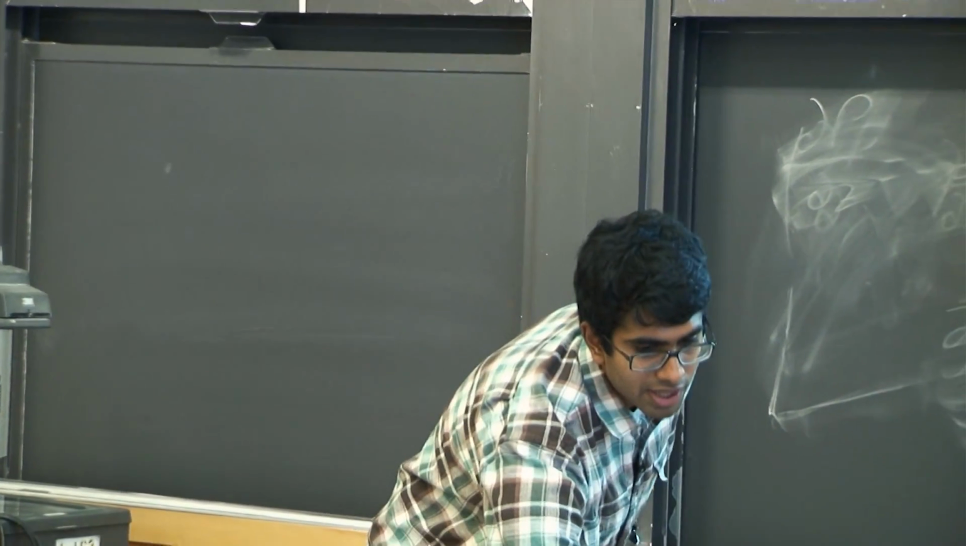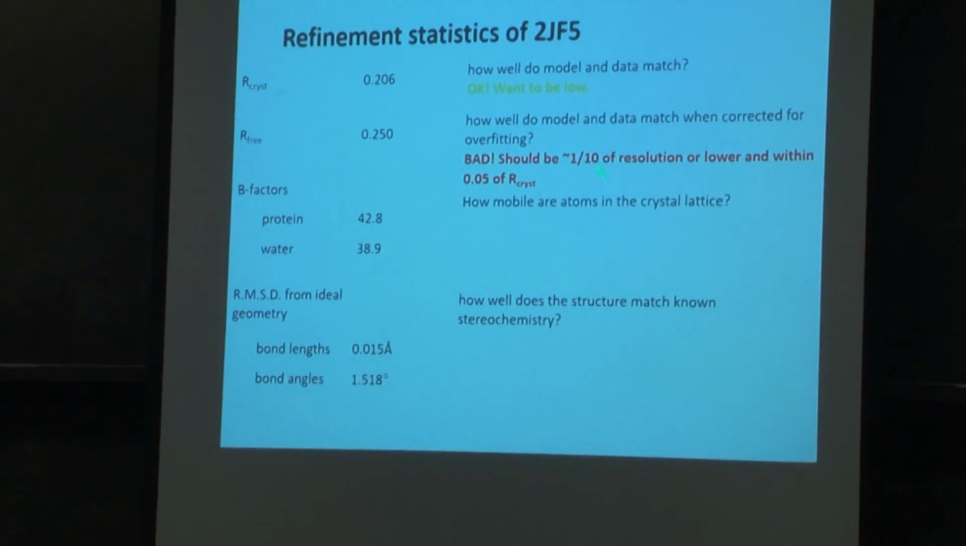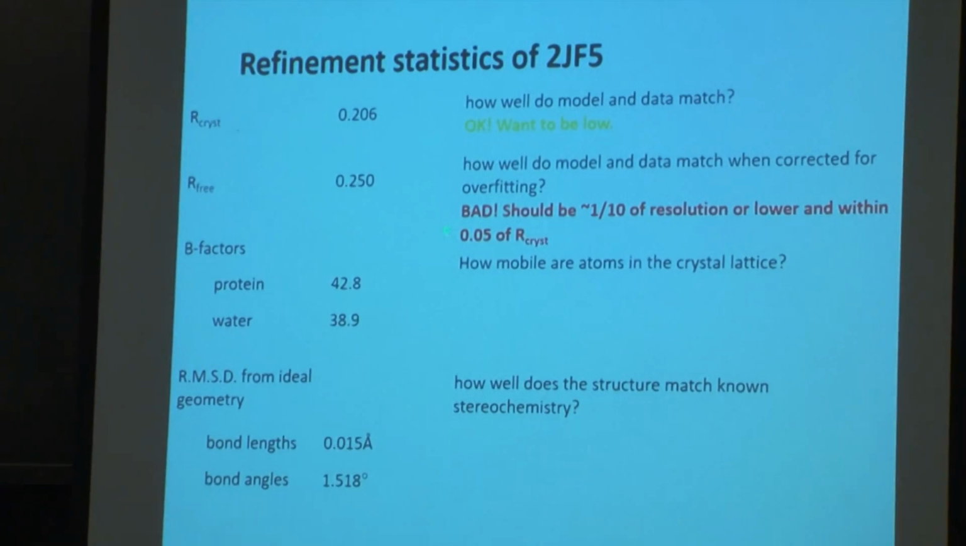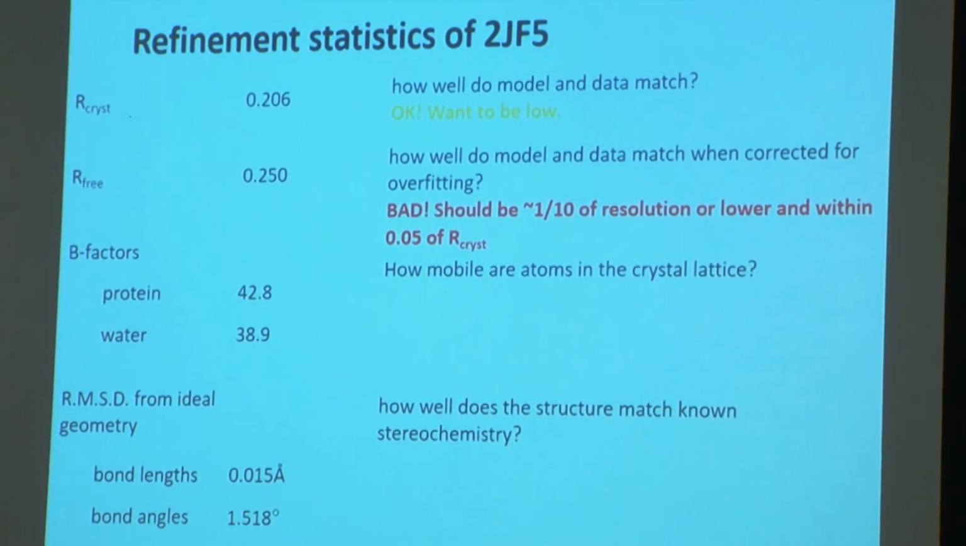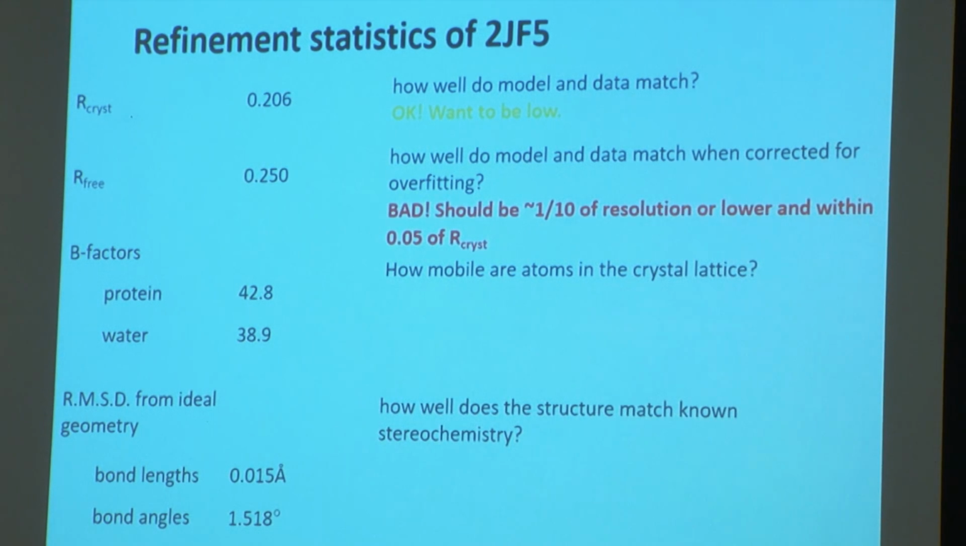And so for this, you want it to be about 1/10 of the resolution. That's also true for R-cryst. But then the other key point is that it should be very close to the R-cryst, because it's telling you that it's random error, or the quality of your data set that's causing this, and not some over-refinement that you've done during the refinement process.